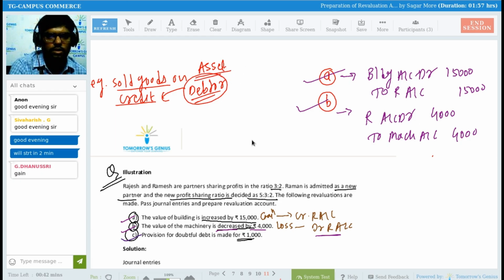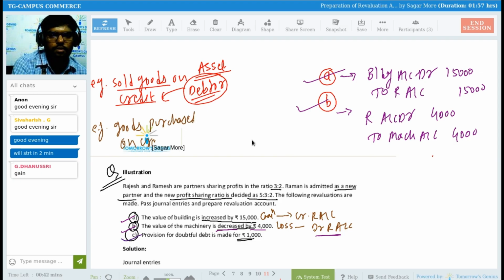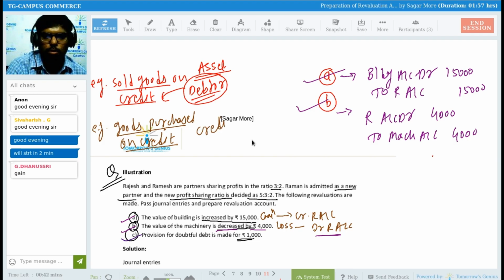And so who is creditor? For example, goods purchased on credit. It means you have purchased goods on credit, so credit means you're supposed to pay now. You're supposed to pay to that supplier of your goods. You are liable to pay to creditors. It's your liability. Understood? So read now.